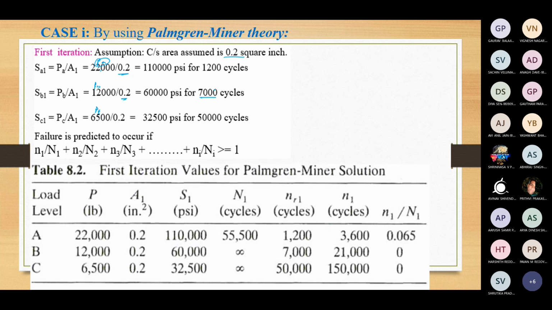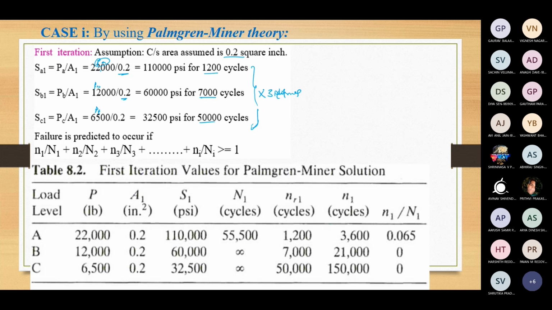And how many number of cycles? 7,000, 1,200 and here 50,000. So these many number of cycles, this block has to be applied. And moreover, it is stated in the problem, in this particular sequence only, we have to apply 3 times. And the component should not fail.